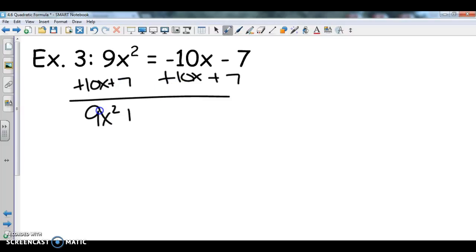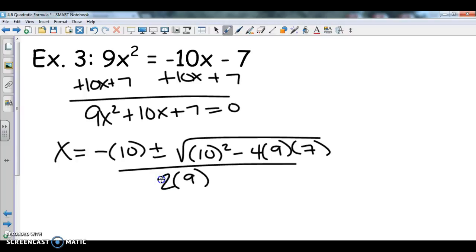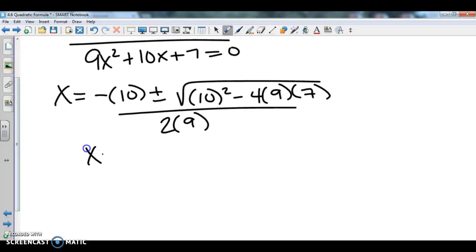So I have 9x squared plus 10x plus 7 equals 0. A, B, C. So I'm going to plug in my numbers in the quadratic formula, and we're going to see what I get underneath the square root. So you're going to have negative 10 plus or minus the square root of some number all over 18. So remember, you do not plug in the square root. Make sure you include the squared and the minus sign. And you're going to get negative 152.